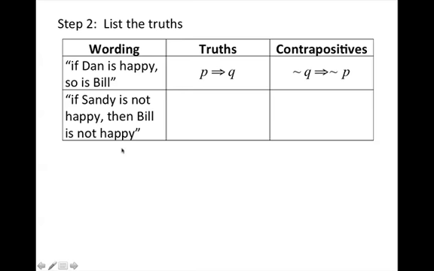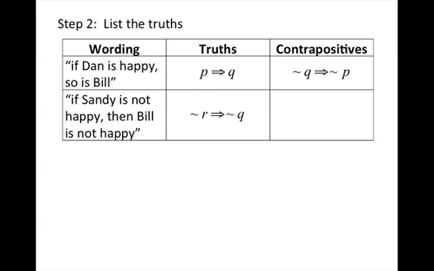Next, I'm told this statement is true. If Sandy is not happy, then Bill is not happy. Well, Sandy being happy was my R, so Sandy not happy is not R. Bill being happy was my Q, so Bill not being happy is not Q. So I have if not R, then not Q. So this is not R implies not Q.